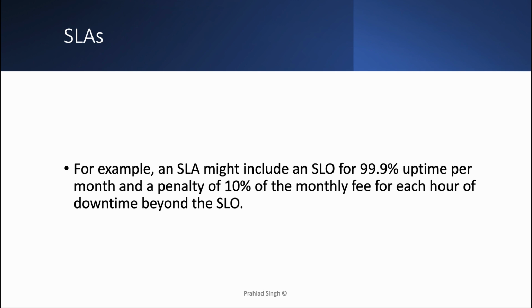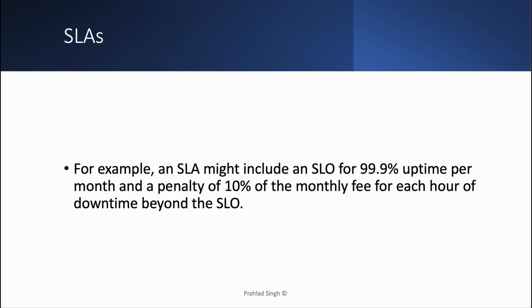SLA example. A cloud service provider might offer an SLA that guarantees 99.99% uptime for their service. If they fail to meet this target, they might offer credits or refunds to their customers as compensation. The SLA might also include details on the penalties for not meeting the SLO, the remedies for the customer if the SLO is not met, and the process for reporting issues and resolving disputes.